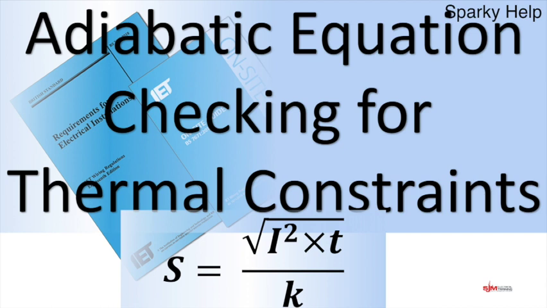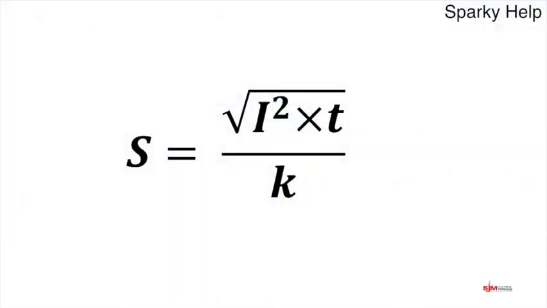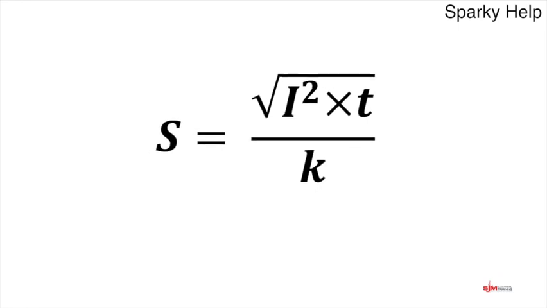Well, we can see it down at the bottom on here, and as it says, we are checking for thermal constraints because when a conductor gets hot with a fault current passing through it, it could go beyond its workable temperature. Therefore there are maximum temperatures that conductors have to work within, and we are specifically looking at the earth. So the adiabatic equation is S is equal to the square root of I squared times T divided by K.